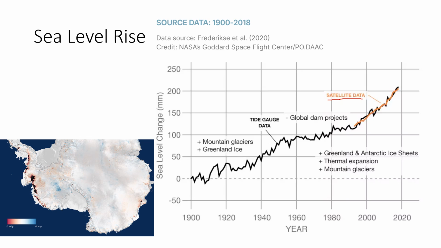And then we see where the melting is occurring in Antarctica, and you see that the deeper the red color, the more melting that we are seeing, especially in the west portion of Antarctica versus the east. The West Antarctic ice sheet is melting at a faster rate than the East Antarctic ice sheet.